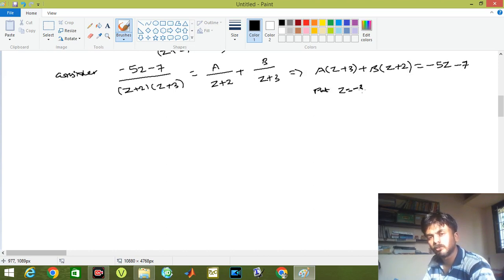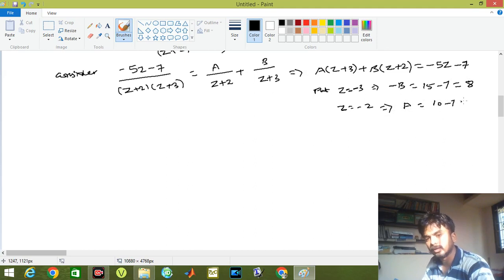So now put z equal to minus 3 and z equal to minus 2. By putting z equal to minus 3, we get minus B equal to plus 15 minus 7, that is equal to 8. By putting z equal to minus 2, we get A equal to 10 minus 7 equal to 3. So the answer is A equal to 3 and B equal to minus 8.